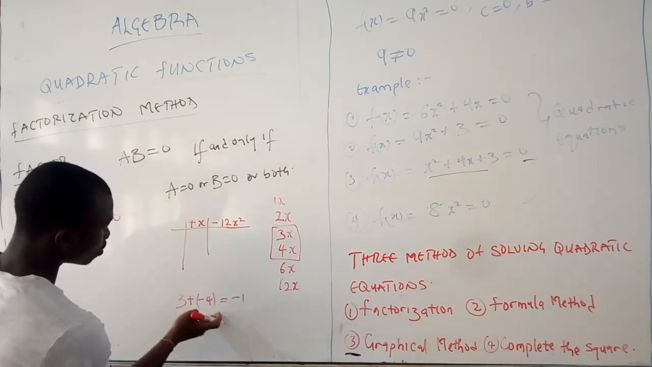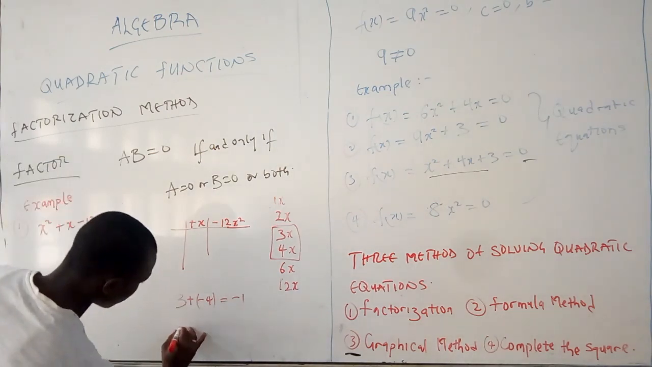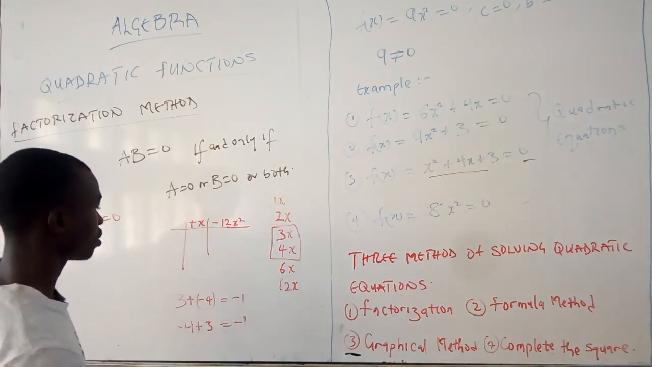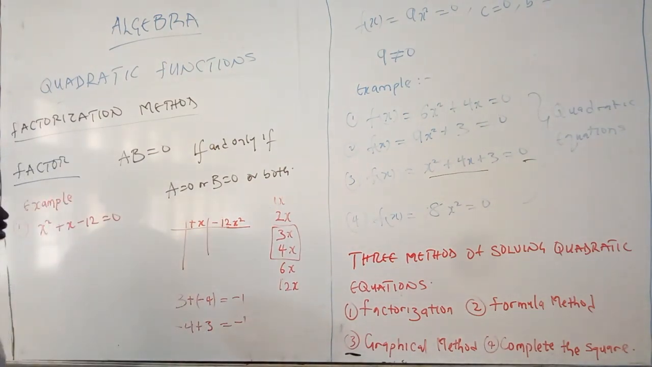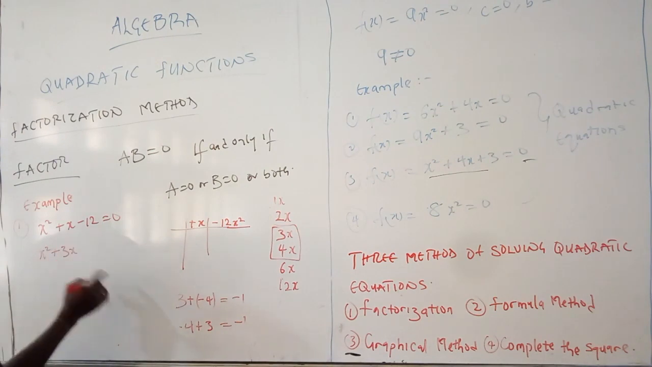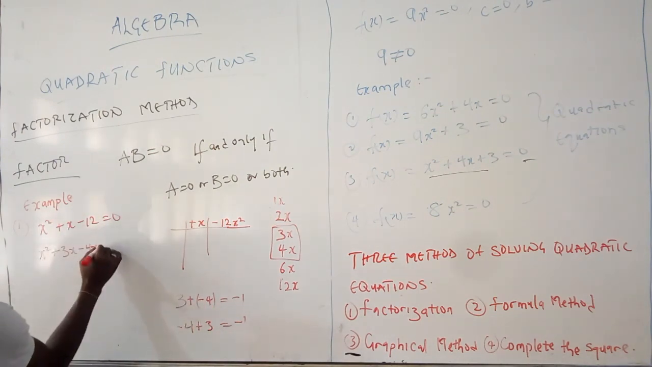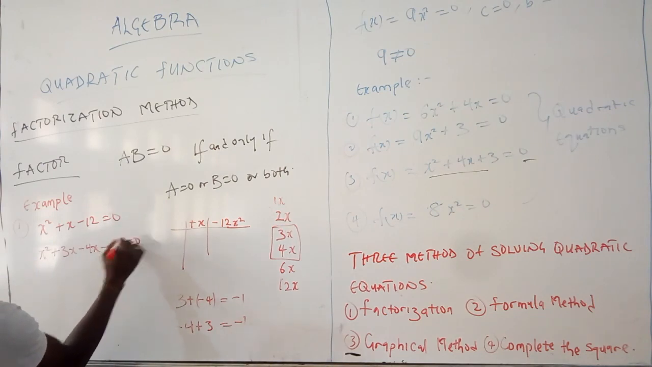Hope you understand. So definitely these two numbers are what we need. You can interchange them: minus 4 plus 3 is still minus 1, and if you multiply them, you have this. So that's what we are going to do. We will have x squared, take the first one plus 3x, take the second one minus 4x, minus 12 is equal to 0.